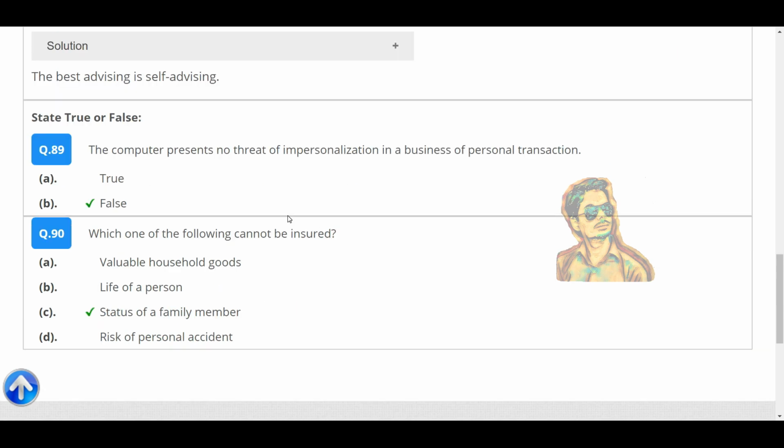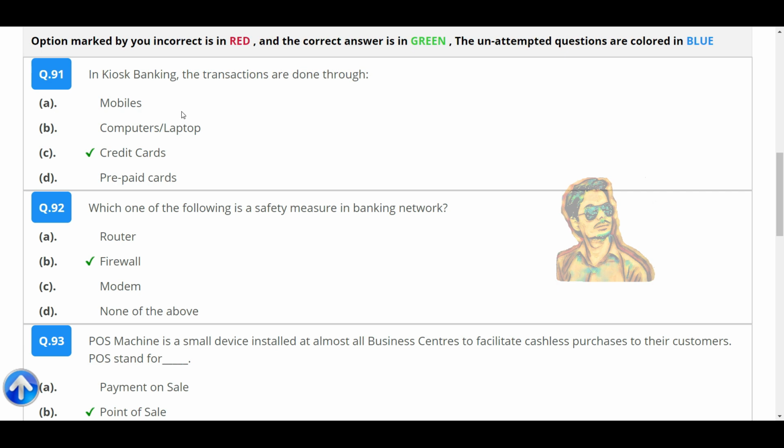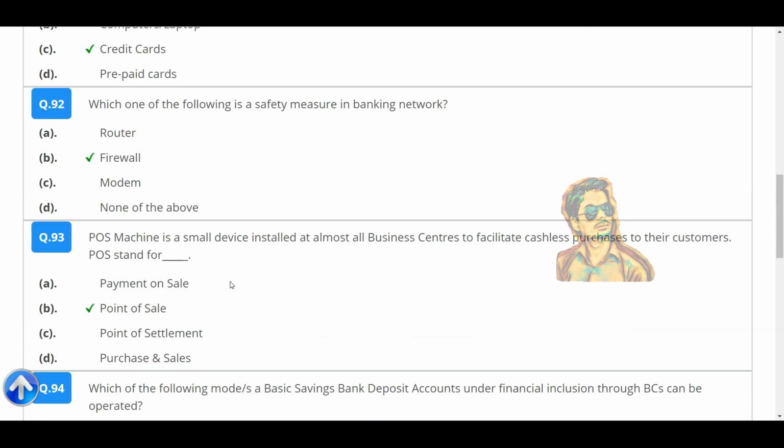The computer presents no threat of impersonalization in a business of personal transaction. False. Which one of the following cannot be ensured? Status of a family member. In kiosk banking, the transactions are done through credit cards. Which one of the following is the safety measure in banking network? Firewall. POS machine is a small device installed at almost all business centers to facilitate cashless purchases by their customers.